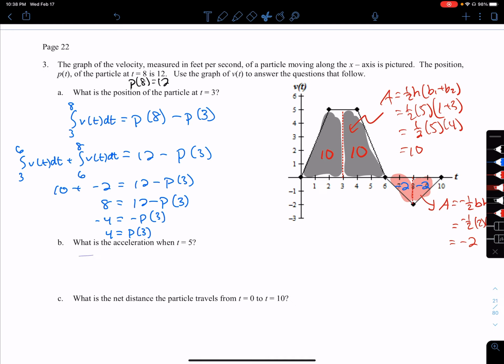What's the acceleration when t is 5? Well, to find the acceleration at 5 would be to find the velocity's derivative at 5. Since we don't know the velocity function, we can't take the derivative. Keep in mind, this is velocity, so the acceleration is going to be the slope of the velocity. At 5 is right here. This is a segment. A segment's slope never changes. So the slope here, we go down 5 and to the right 2. So the slope is negative 5 over 2.